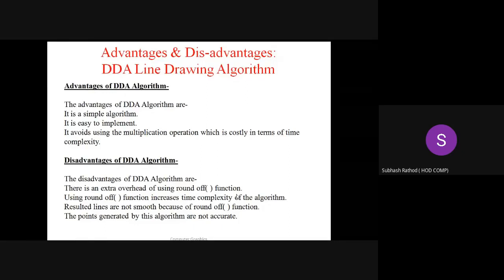So in a simple way, you can specify that the algorithm avoids using the multiplication operation, which is costly in terms of time complexity. Multiplication makes the time complexity higher, so we can say it is costly in terms of time complexity. You can just write that. So these three are the advantages of the DDA algorithm.